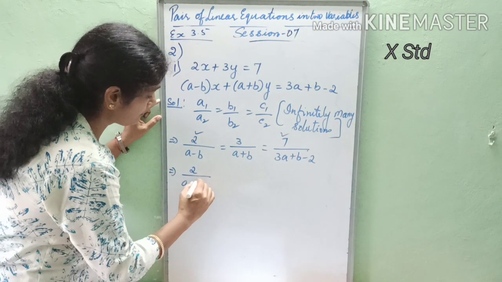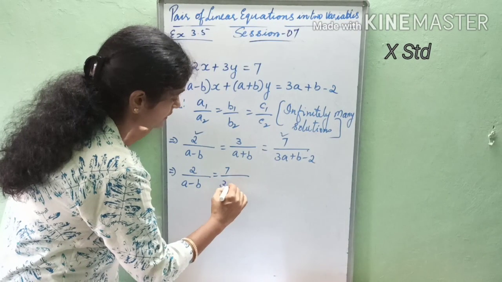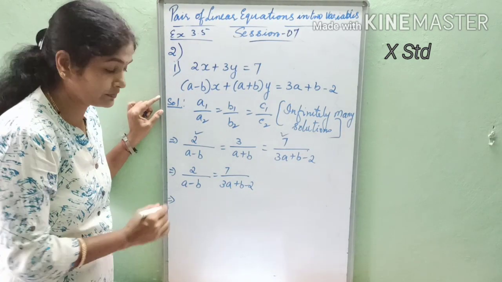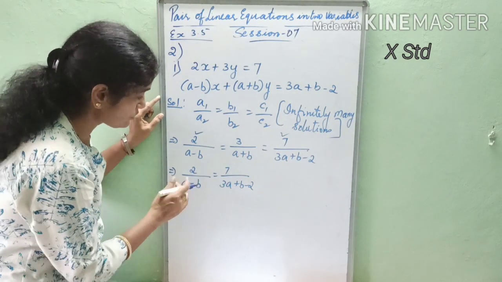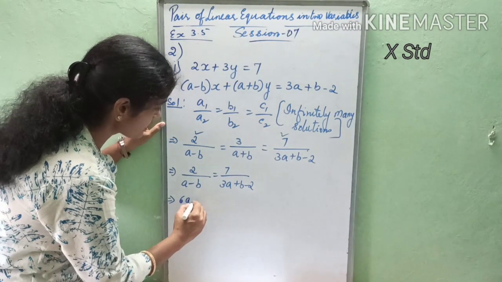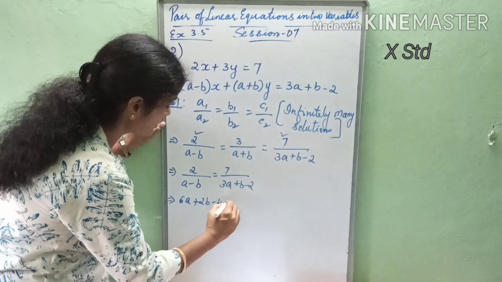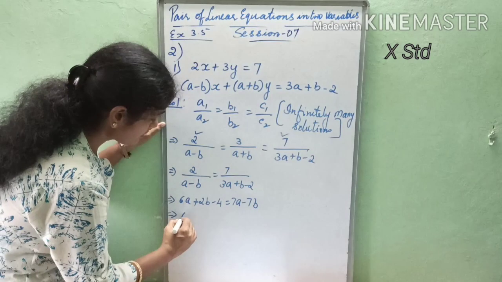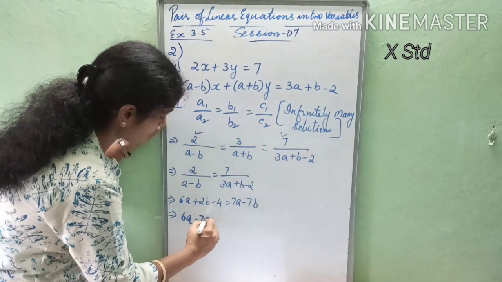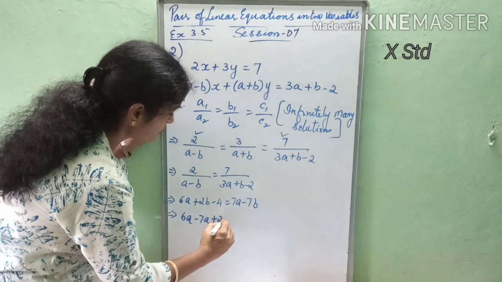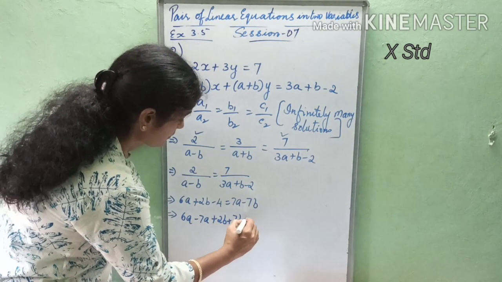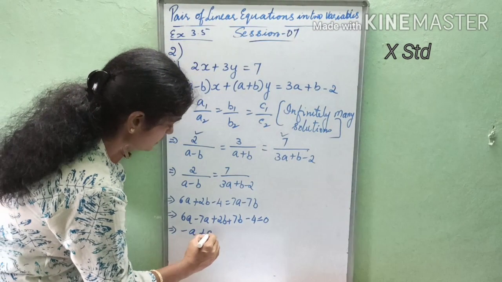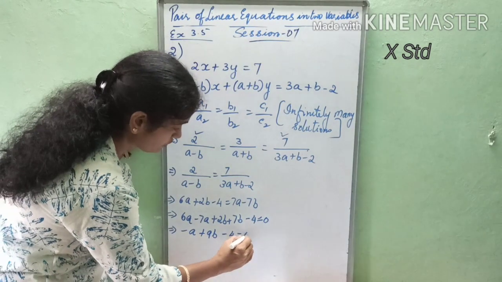2 by a minus b is equal to 7 by 3a plus b minus 2. Fine. Now, if you cross multiply this one, you will get the equation in two variables. If you cross multiply, you get 6a plus 2b minus 4 is equal to 7a minus 7b. So, bringing them all to this side, 6a minus 7a plus 2b plus 7b minus 4 equal to 0. So, this implies minus a plus 9b minus 4 is equal to 0.